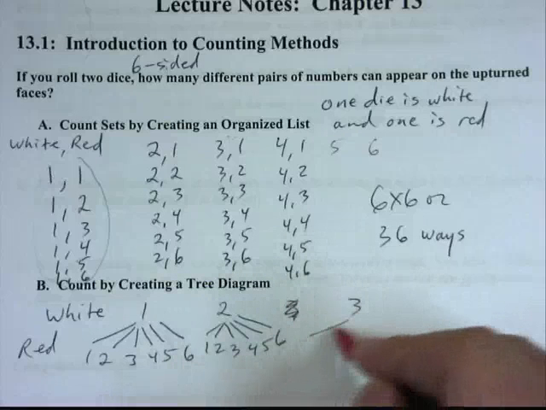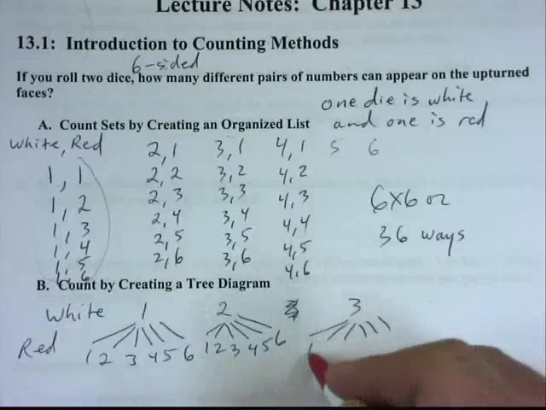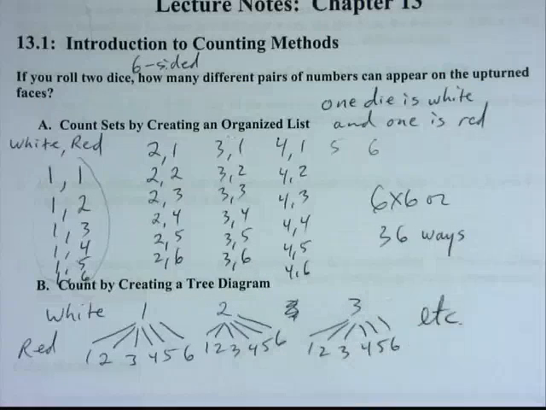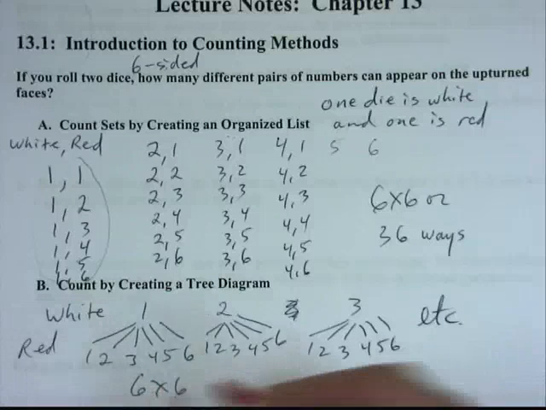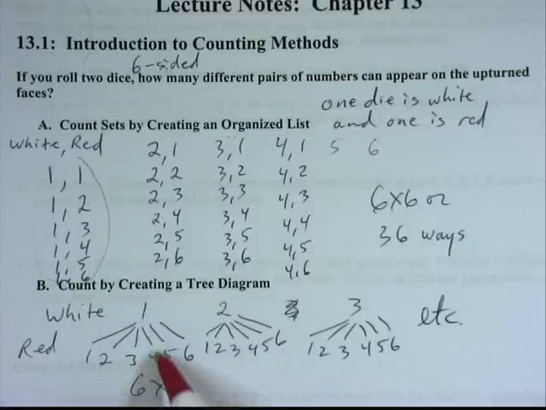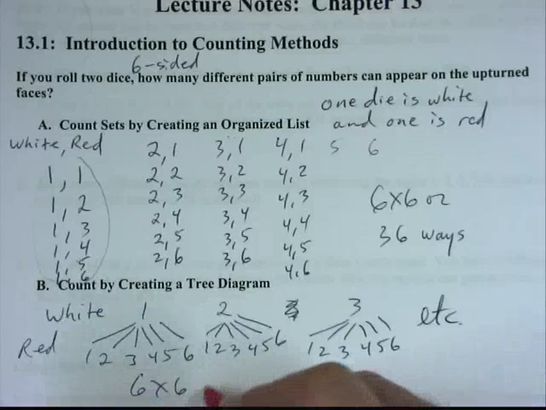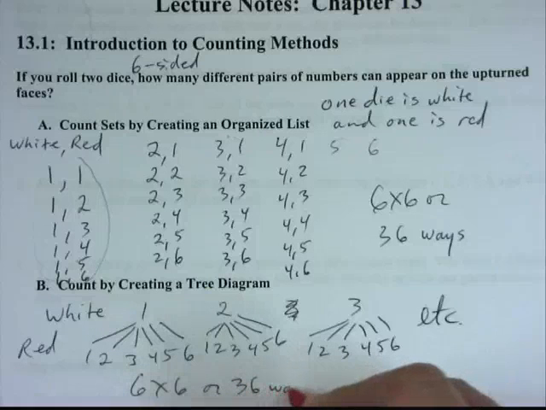If it's a 3, we've got these possibilities, and it's going to keep going like that. So again, we're going to have 6 times 6 because we've got 6 different possibilities for the white. Each of those has 6 branches, so we've got 36 ways.